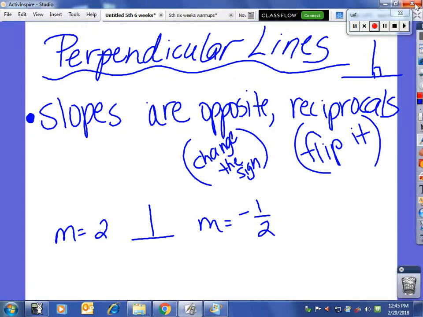All right, the slope should be negative 1/2. Are y'all with me? First of all, 2 is like 2 over 1. If you flip it, it becomes 1 over 2. If you take its opposite, it becomes negative. So you've got to do two things. You've got to flip it upside down, and you've got to change its sign. Reciprocal is like the flip of it.